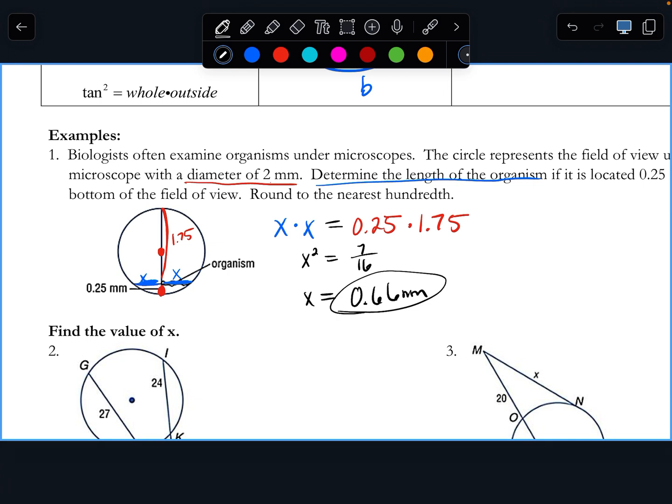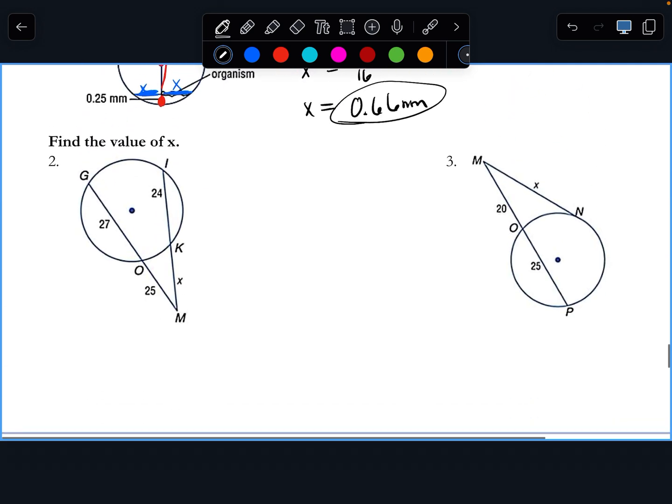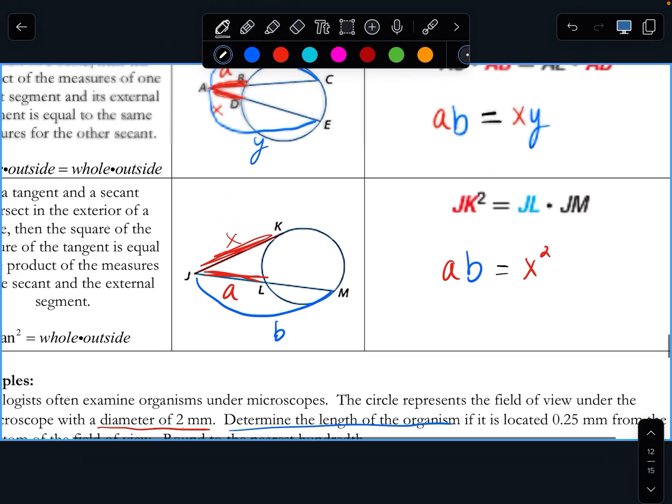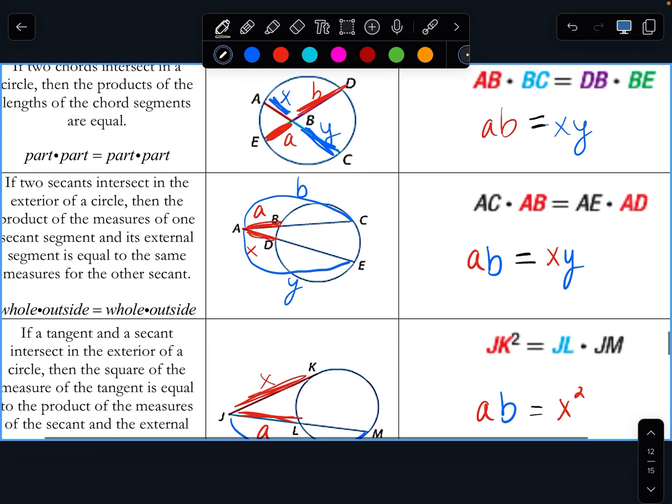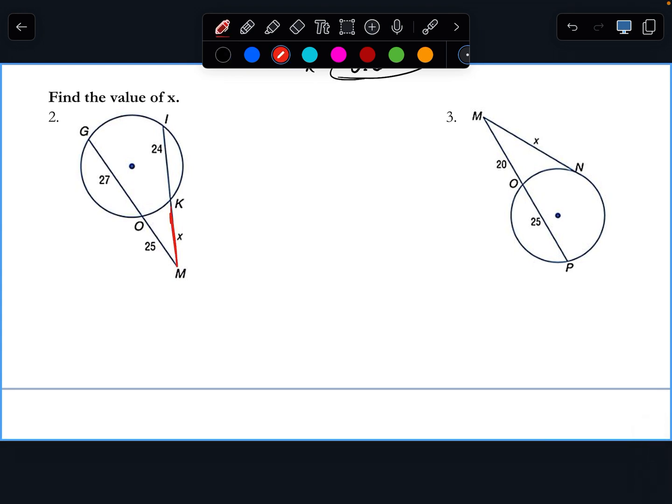Okay. And then I'll do these next four in full because it's more of the algebra. So like number 2, notice that the segments are sticking out of the circle. So you're going to be using this middle one. You're going to take the chunk sticking out times the whole thing equals chunk sticking out times the whole thing. Okay, so let's just start with this guy, x. So I'm going to go x times this whole thing. If you're going to do that whole thing, you have to add them up.